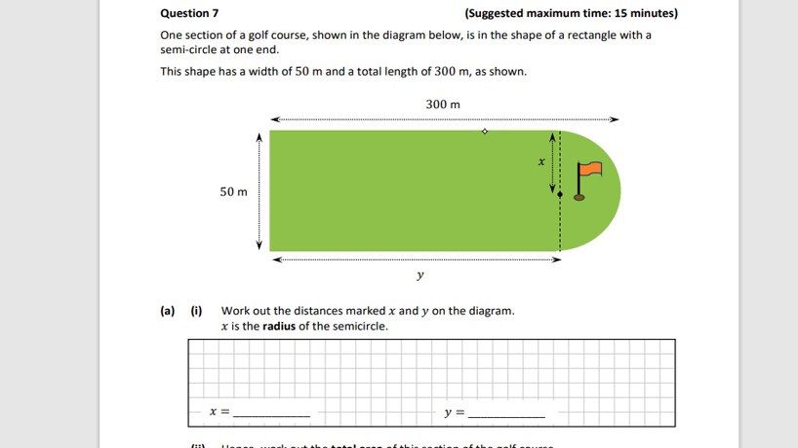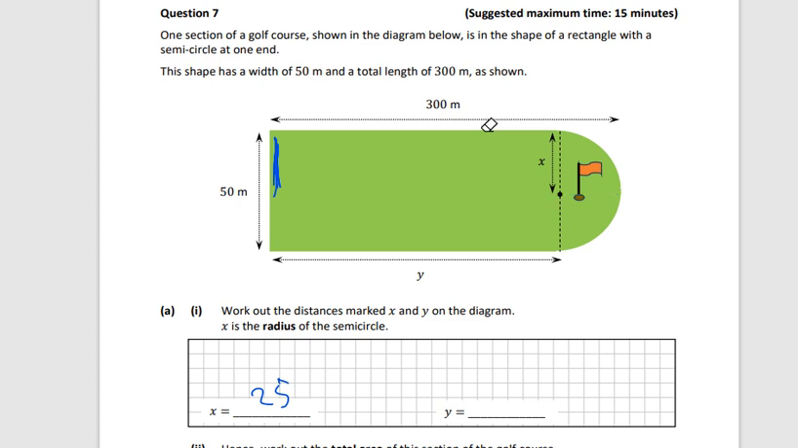You can see there the x is the radius. That has to be half of the other side. Half of 50 is 25, so x has to be 25. And then that distance there is also 25 because that's just the radius of the semicircle.